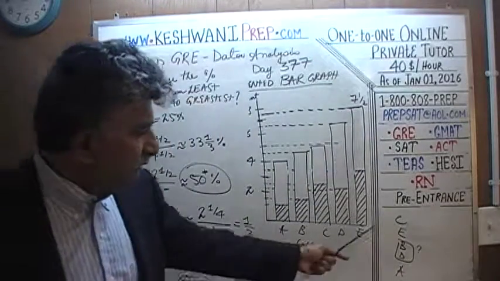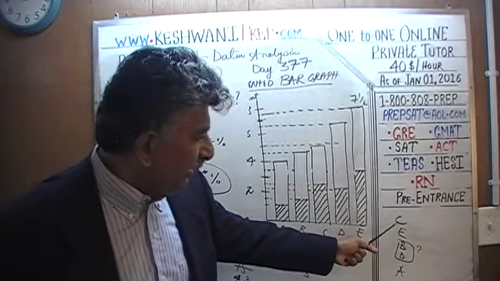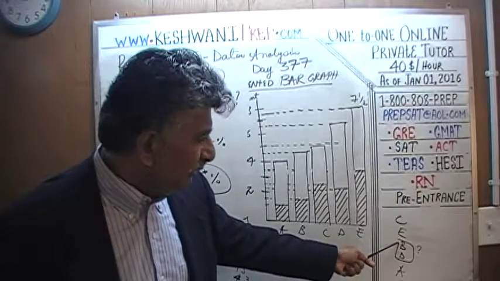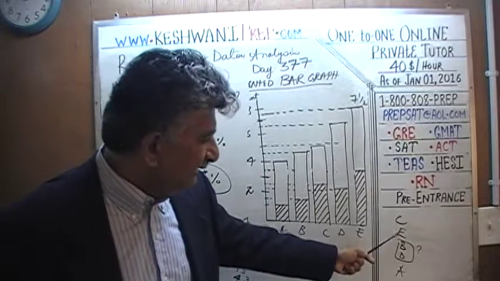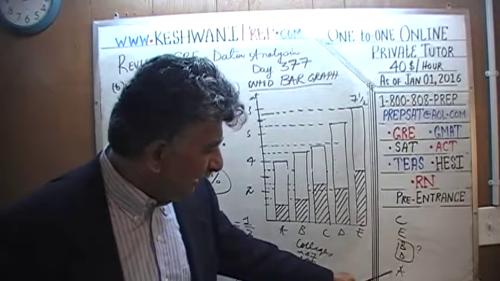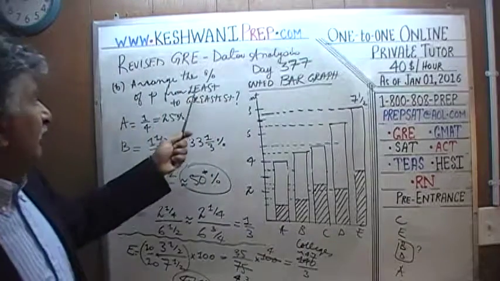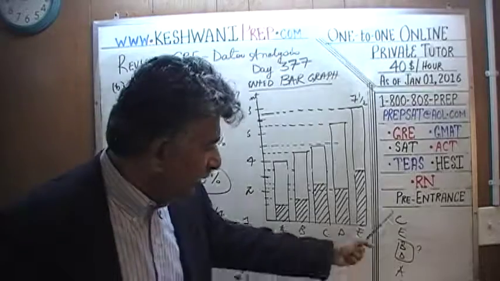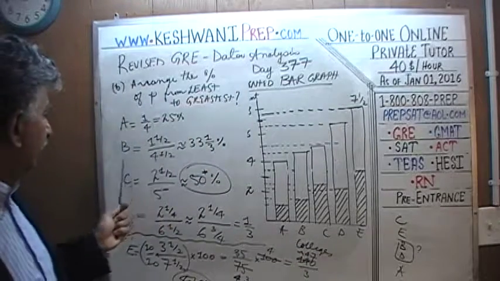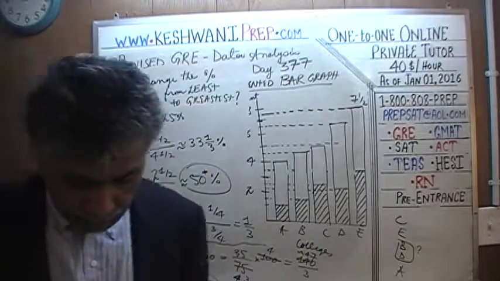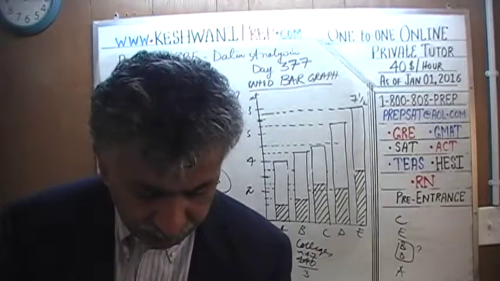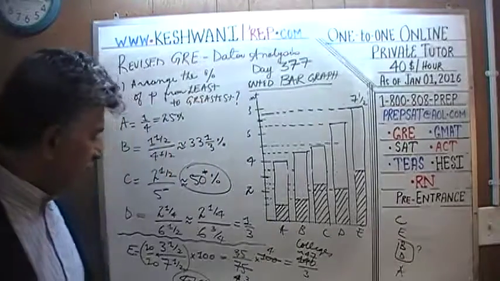So maybe they will give you only four of these five colleges, and the correct order would be C, E, and then either B or D, whichever one they give you, then A. This is from greatest to least, so for least to greatest you have to go in the other order. C is the 50%. That is called a segmented graph.